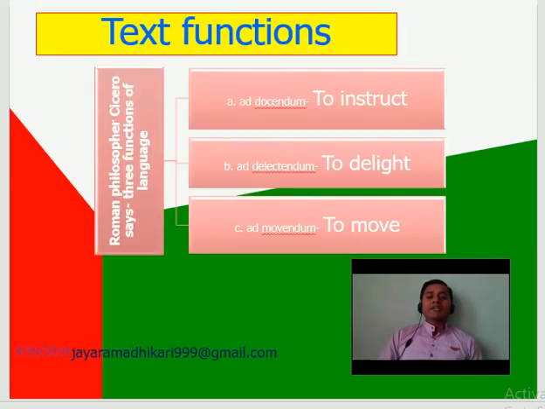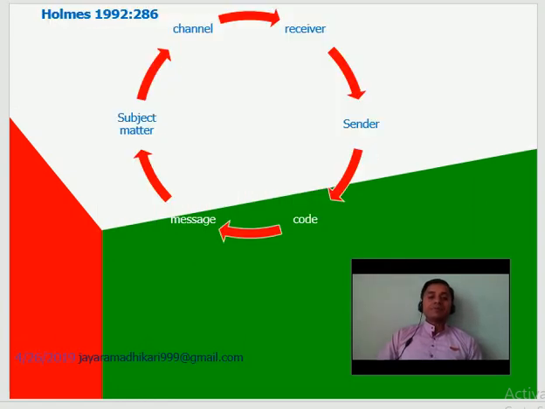Likewise, the next one is text functions. It is the next topic that I would like to talk about. Roman philosopher Cicero divided text functions into three types, that is ad docendum, ad delectandum, and ad movendum, which mean to instruct, to delight, and to move respectively in English. I will talk about these three text functions while talking about Reiss's approach.